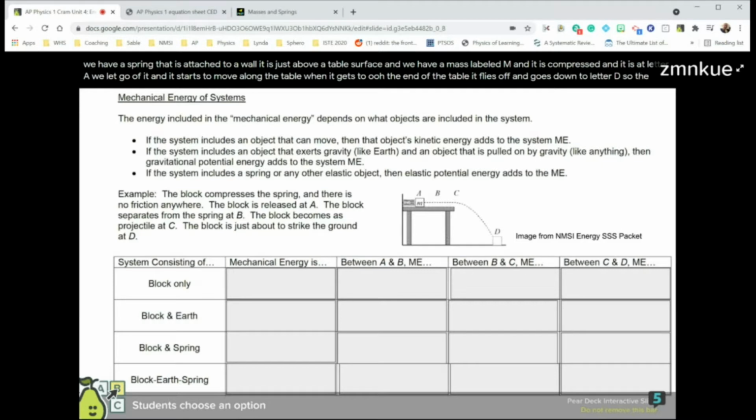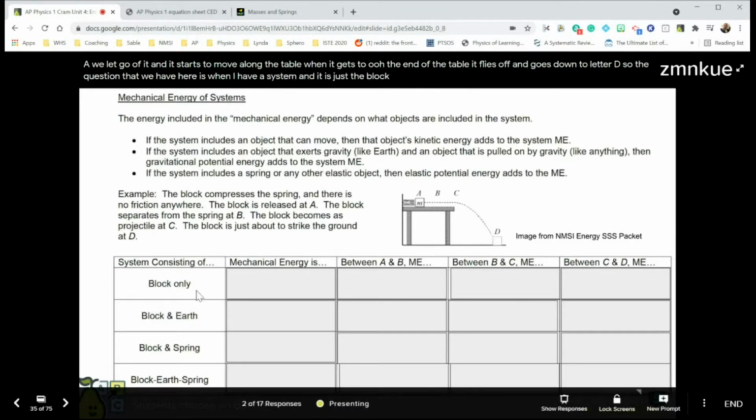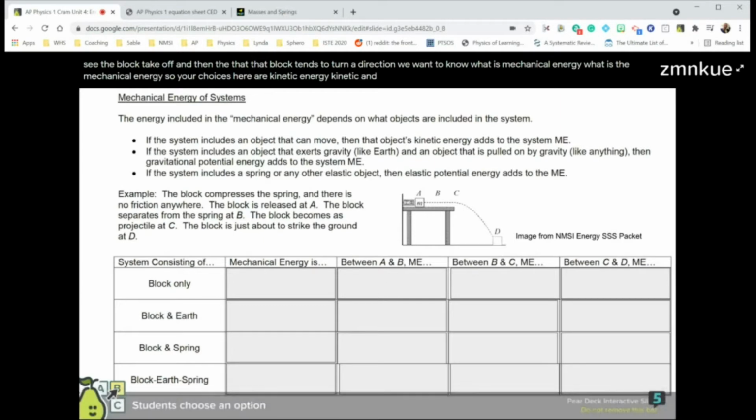So the question here is, when I have a system that is just the block, so if the only thing you saw was the block, and all of a sudden the block takes off and then turns a direction, what is the mechanical energy? Your choices are kinetic energy, kinetic and gravitational potential, kinetic and spring energy, or all three of them.